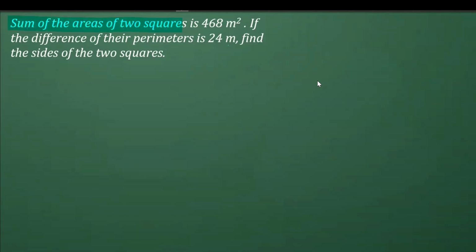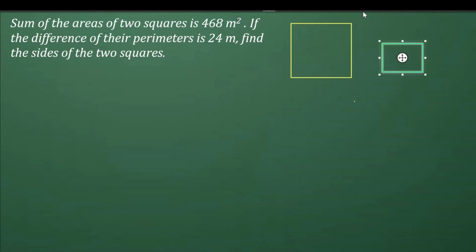This word problem from the chapter quadratic equation says the sum of the areas of two squares is 468 meters square. And if the difference of their perimeter is 24, what we have to find out is the sides of the two squares. So let's say I make two squares over here, this is the first one, and I'm going to make the other one bigger than the other. Let's say I take the side of the square as x and the other one as y. Clearly x is greater than y.